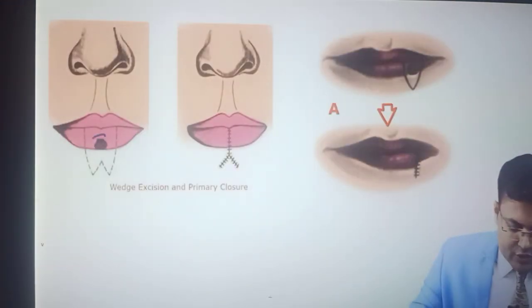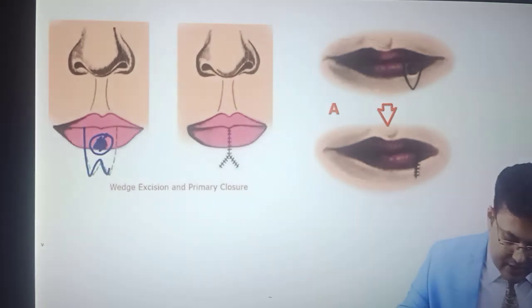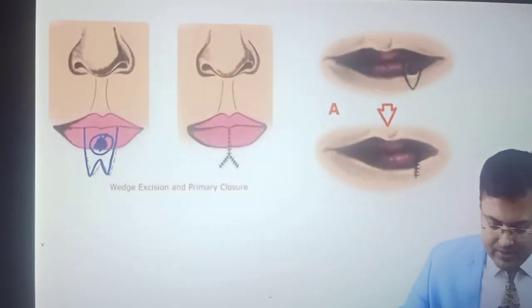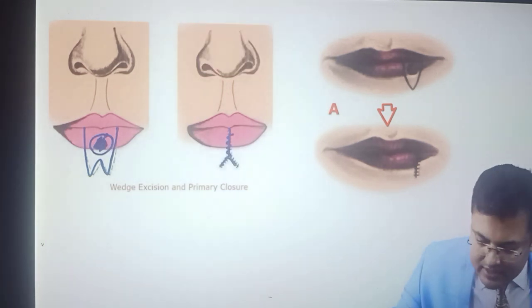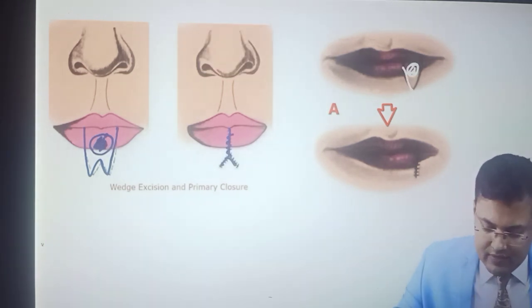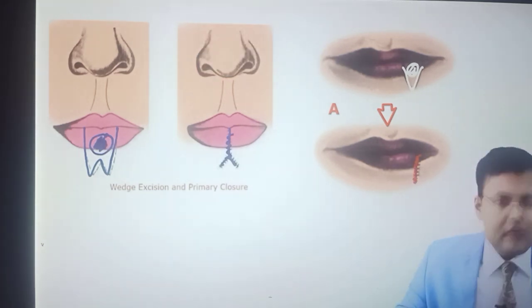Now see how we do this V-shaped or W-shaped excision with primary closure. Here you can see carcinoma is involving less than 1/3 of the lip, and you can see what kind of excision is done here. Can you see? W-shaped excision, and after this W-shaped excision, I'm going for primary closure. Now see the second example. Here also the malignancy is involving less than 1/3 of the lip. What is the shape of excision? V-shaped excision, and after this we go for primary closure.